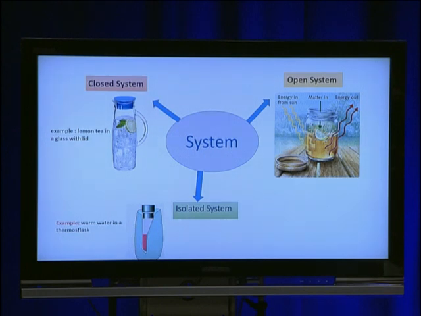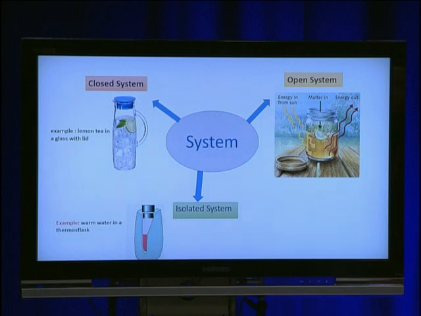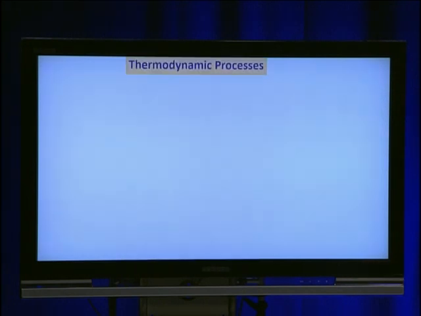So, there is no exchange of energy between the system and the surrounding, and there is also no exchange of mass. Whatever amount of water we take in a thermos flask, the same quantity will remain. So, this is called an isolated system, where there is no exchange of mass and energy between the system and the surrounding. Let us look at different types of thermodynamic processes.